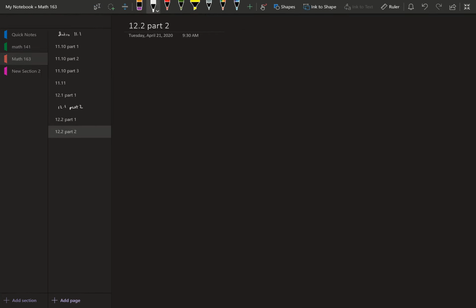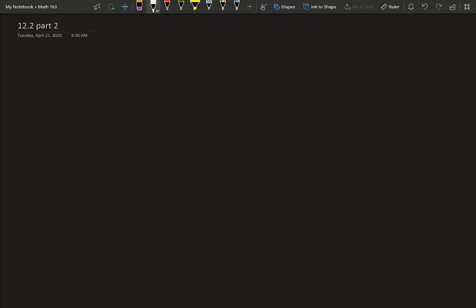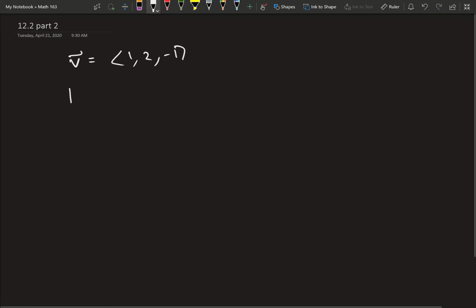Okay, so we're going to continue where we left off last time, which was we had given this vector, and we had found that its length was the square root of 1 squared plus 2 squared plus negative 1 squared, which is the square root of 6.